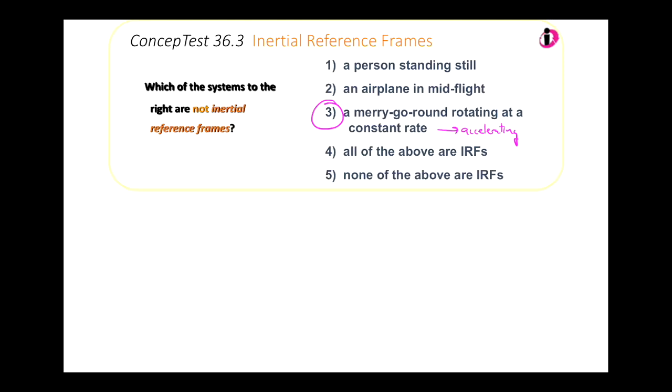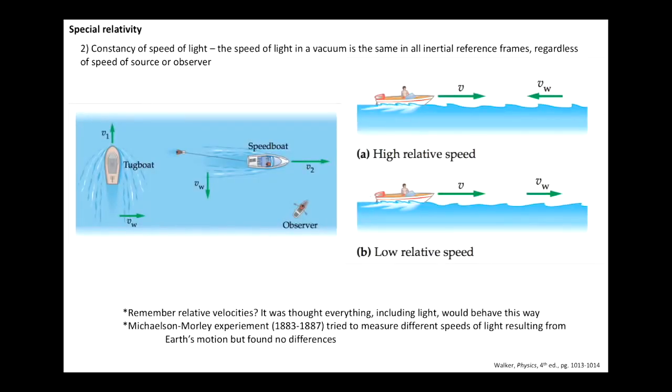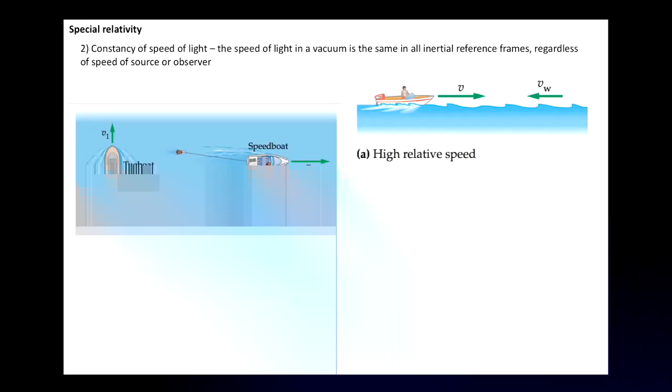It's okay. Person standing still, person in an airplane in mid-flight at a constant velocity. We're assuming since it's in mid-flight. Both of those are good. Those are inertial reference frames. Okay? So, first thing is that we have to have the exact same results no matter what inertial reference frame we're in.